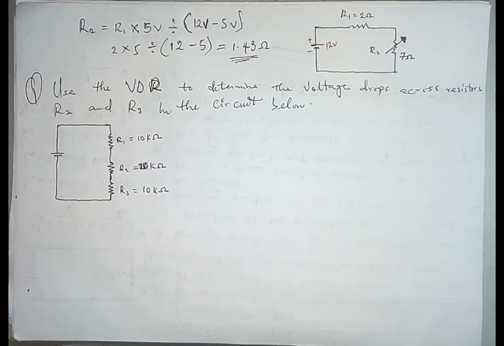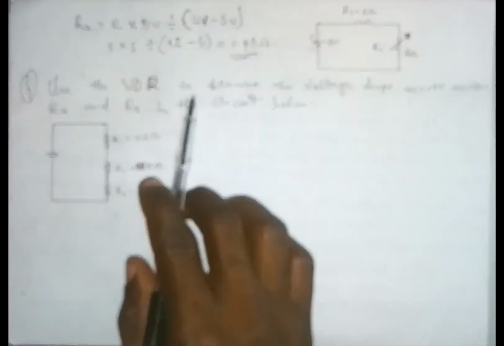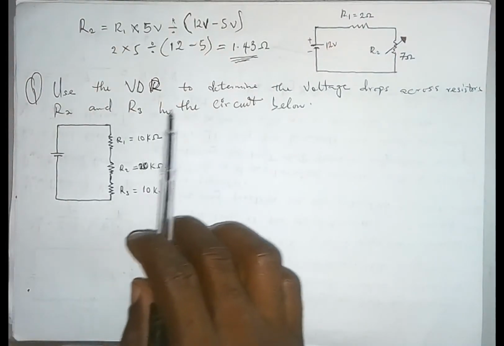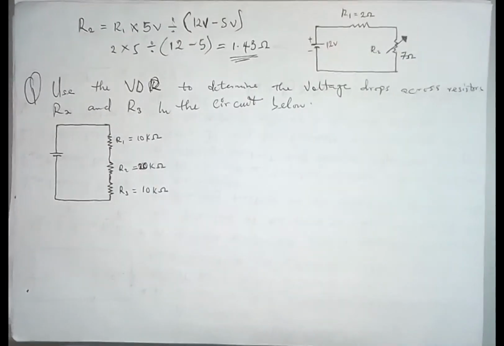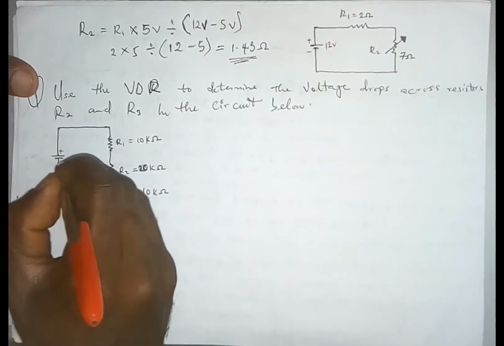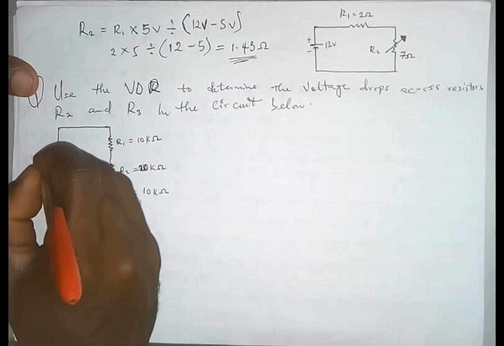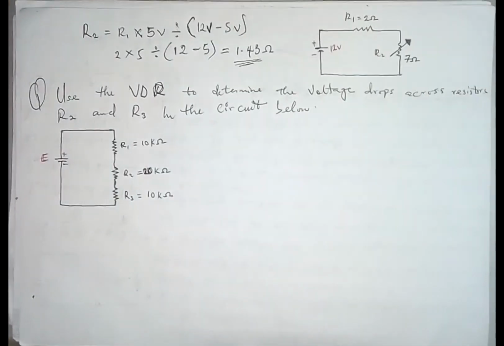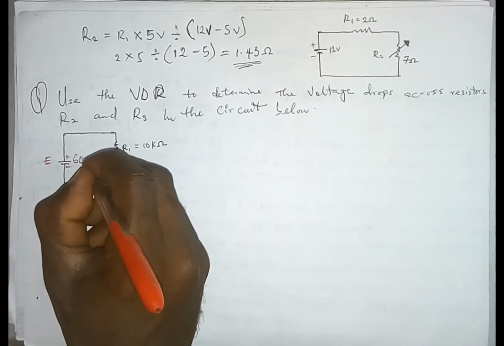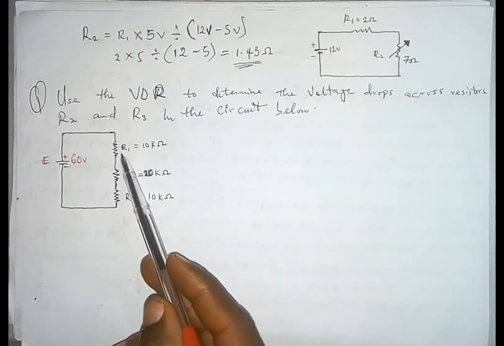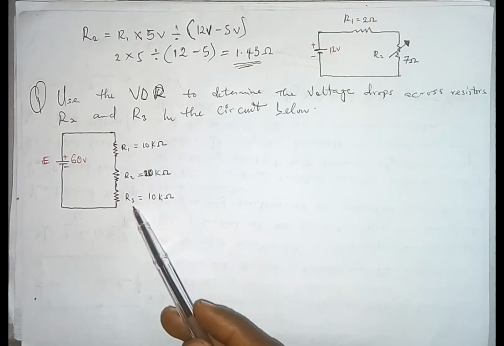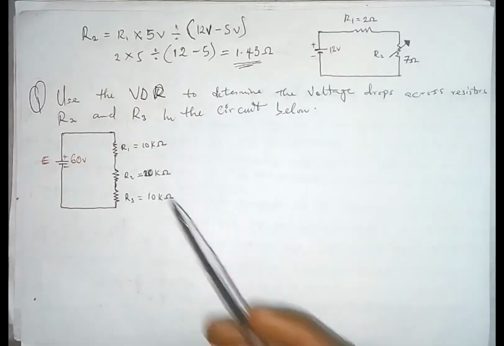So let's quickly take a look at this example. Use the VDR to determine the voltage drops across resistors R2 and R3 in the circuit below. So this is the circuit we have here, with the positive and negative terminal. This is the voltage supply into the circuit. So let's give it 60 volts. The first resistor is 10 kilo ohm, the second one is 20 kilo ohm, and we have another 10 kilo ohm. So we have to use VDR.